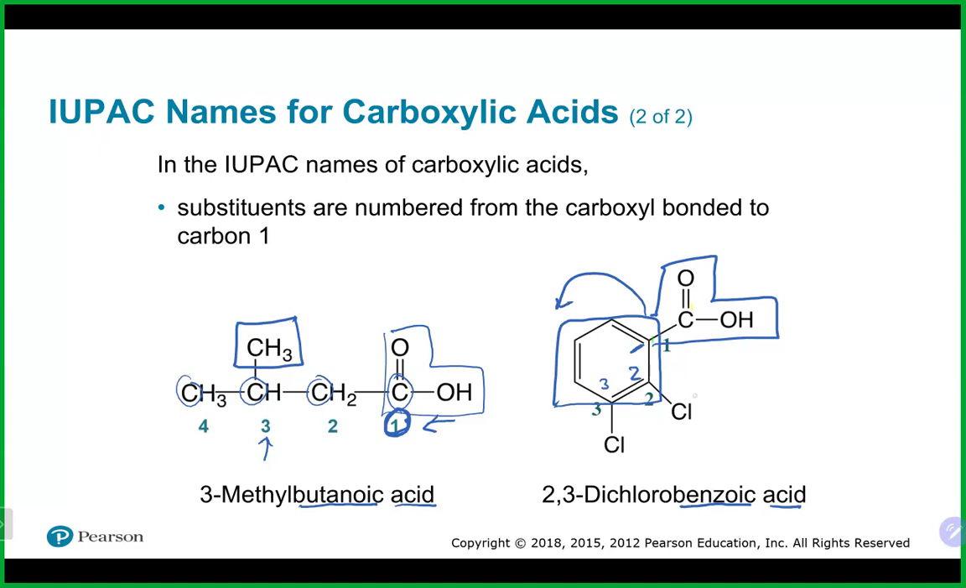And we also have 2 chlorine groups, which is where the dichloro part comes from. Like normal, we need to give the location where we can find these. So that's a 2,3-dichlorobenzoic acid. Any questions about that?